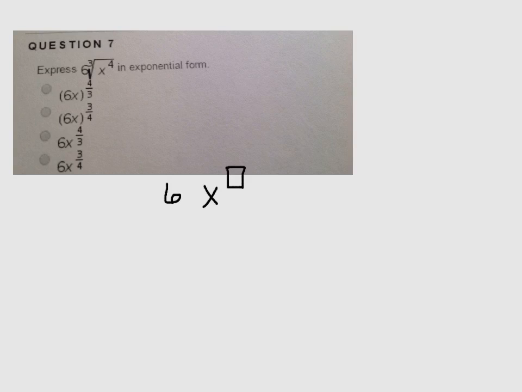Let me write this smaller. So the 3 goes on the bottom. And what's going to go on the top? The 4 is going to go on top. So this is the answer for this problem, and that would be answer choice number 3. Okay? Moving on to question number 8.